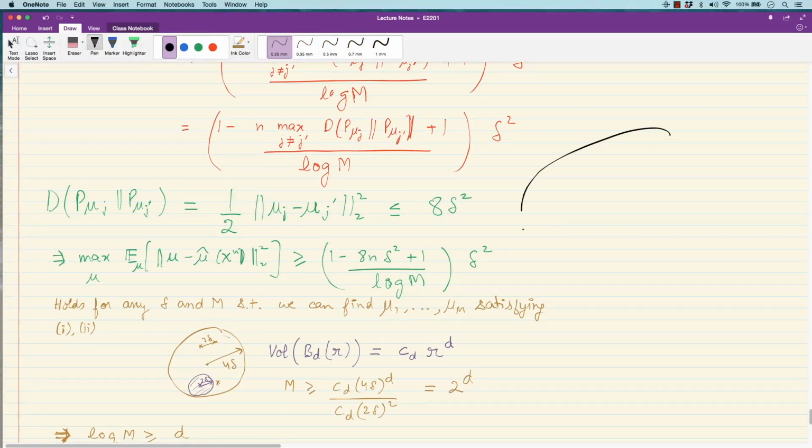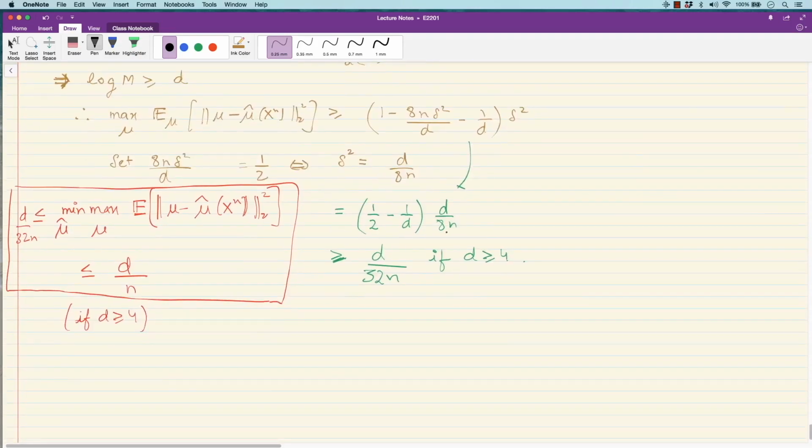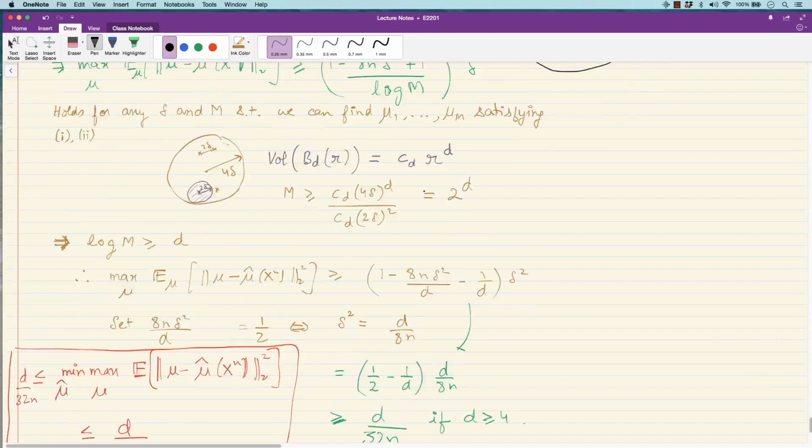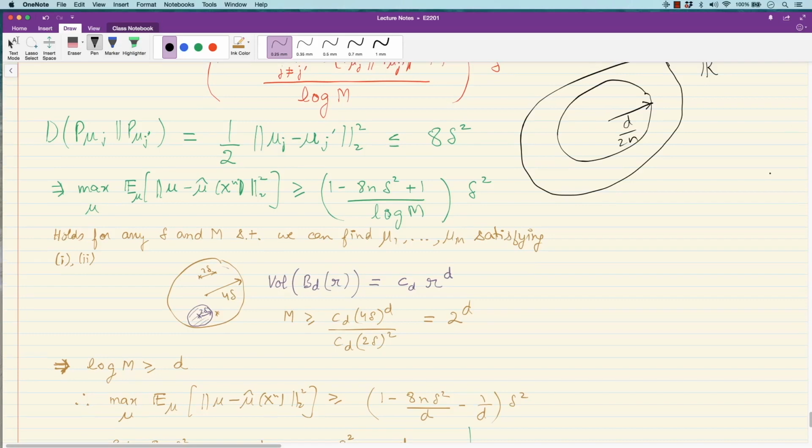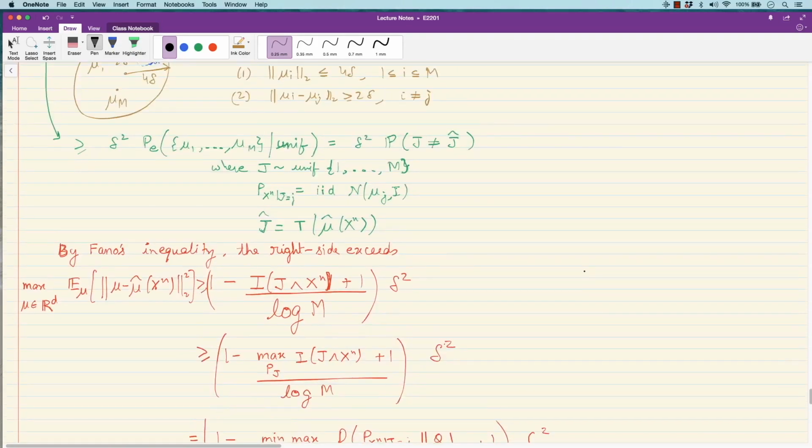So this is my picture of R^d. Of course, R^d is much bigger than this. It's also not two-dimensional. The parameter can be anywhere here. But instead of solving it for R^d, what we said was, let's look at a smaller part of it, which is where this mu was. This is that ball of radius 4 delta square that we have chosen. And remember, delta square that we said at the end was d by 8n. So this is the ball of radius d by 2n.